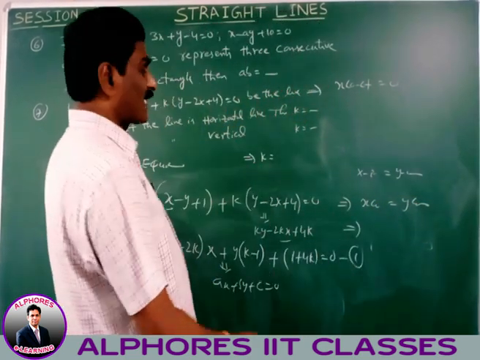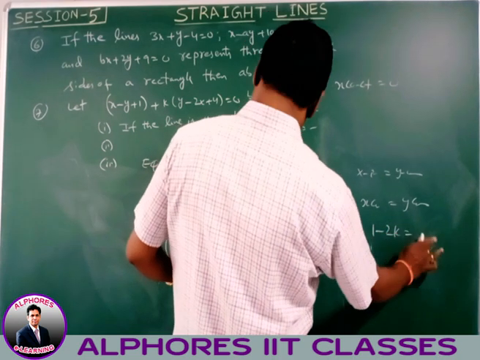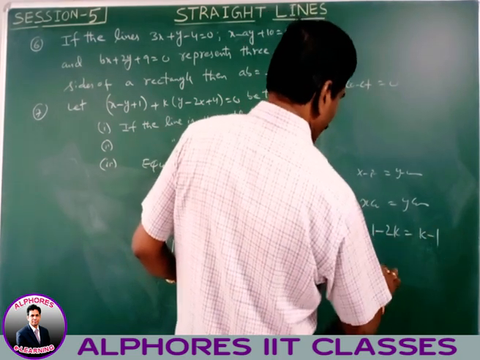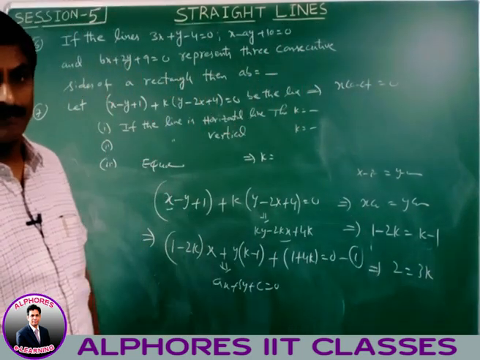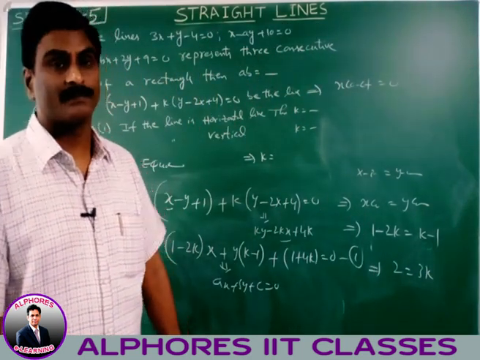What is the coefficient of x here? 1 minus 2k is equal to k minus 1. Okay, that means 2 is equal to 3k. What is the value of k? k is equal to 2 by 3. Okay, please note these values.